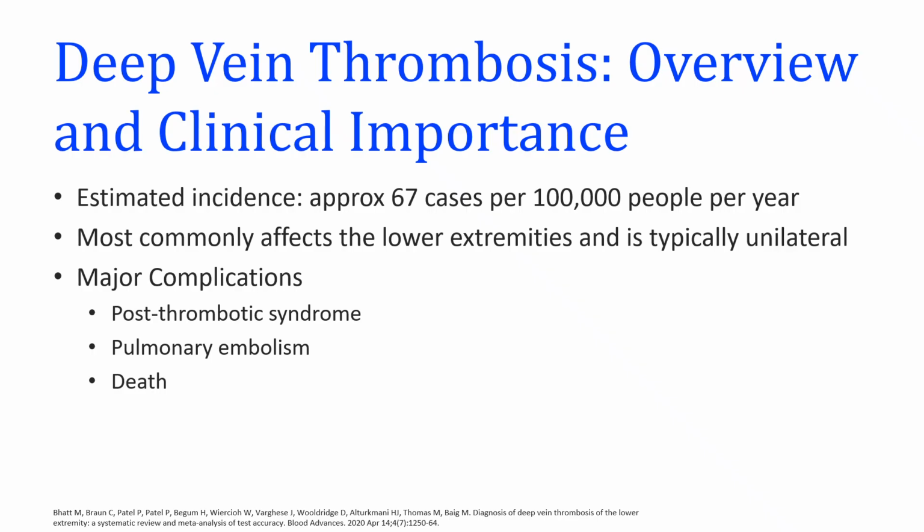DVT has an estimated incidence of approximately 67 cases per 100,000 people per year in the general population. It most commonly affects the lower extremities and typically presents unilaterally. DVT is clinically important because it can lead to several serious complications, including post-thrombotic syndrome, pulmonary embolism, and in severe cases, death. Because of these potential consequences, early recognition and diagnosis are critical.